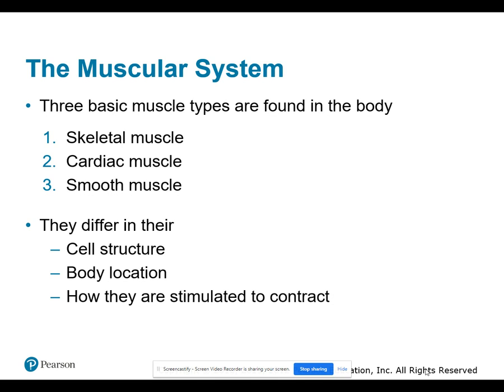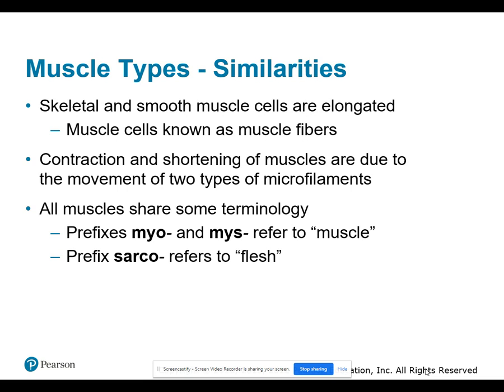Now, they differ in so many different ways, but the 3 major ways are cell structure, where they're located in the body, and how they are stimulated to contract. So do they contract slow or fast, or are they voluntarily controlled by ourselves, or are they involuntarily controlled and they happen without us telling our body to do that? So the first thing we're going to do before we get into those differences is talk about these similarities.